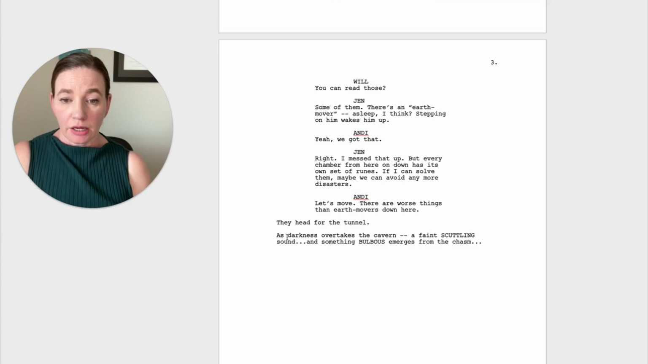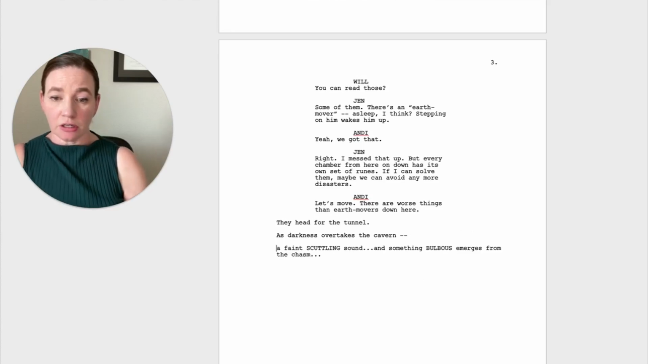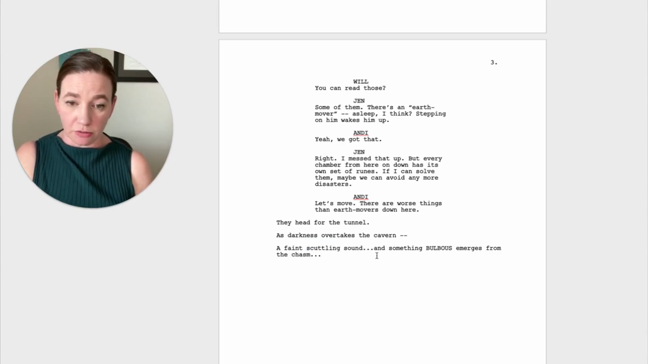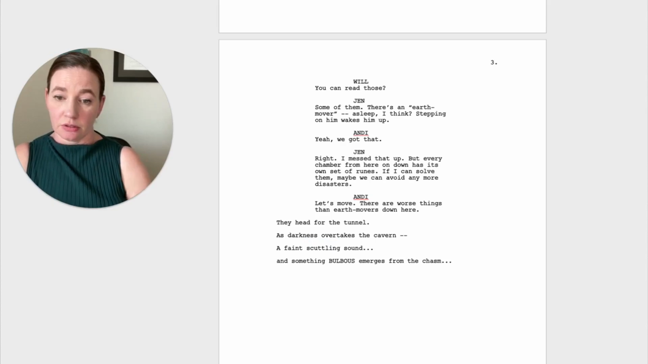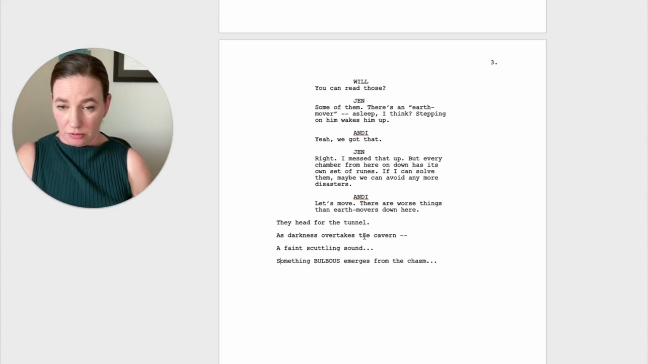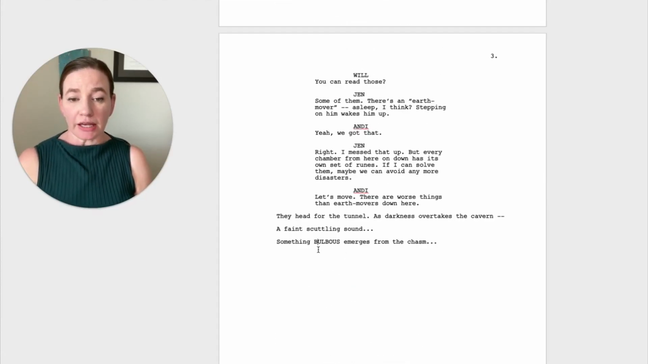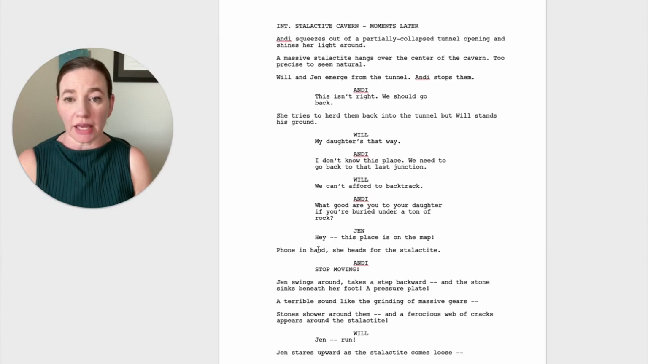Okay. As darkness overtakes the cavern, I kind of want to set this apart. A faint scuttling sound. I don't need this in all caps. And something bulbous emerges from the chasm. Okay, let's do that. So guess what, guys? Look at that. We started with a 3.5 page scene. We are now down to 2.5 pages.